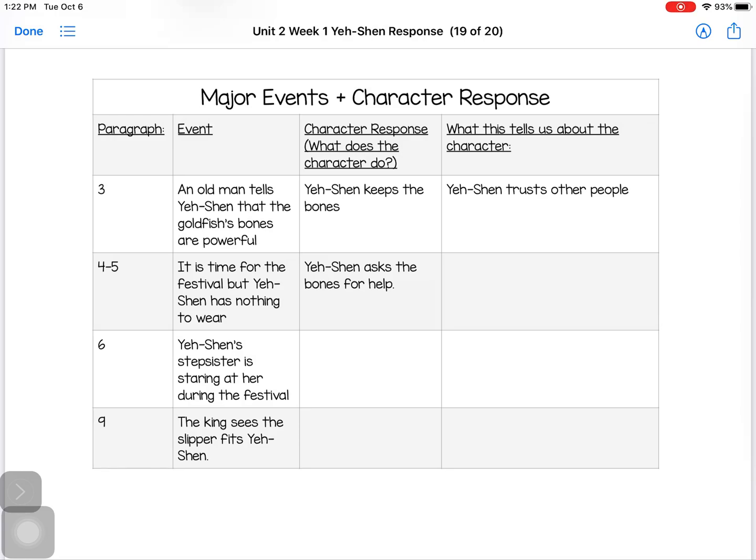Same thing for paragraph 6 and 9. You're going to tell me what Yeh-Shen's response was to that event in paragraph 6 and what that tells us about her as a character. And then in paragraph 9, you're going to tell us the response of the king and what that tells us about his character. So go ahead and go into schoolwork and complete this activity.